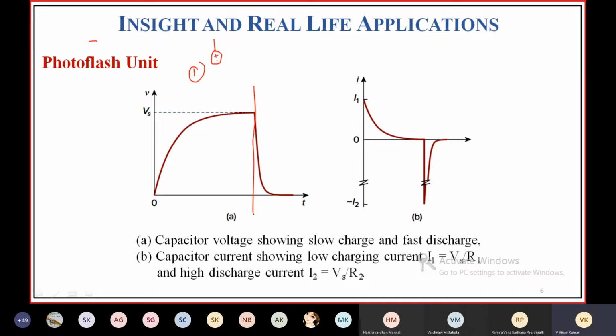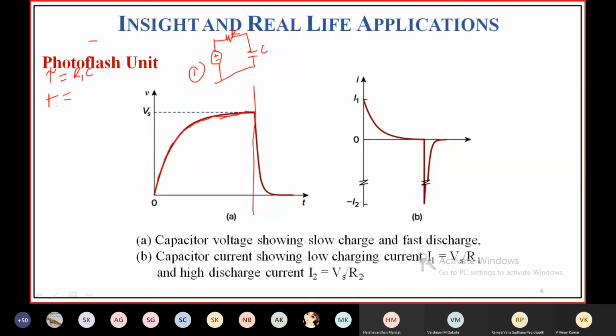You're going to have the circuit like this, R1 and the capacitor. In case of an RC circuit, the voltage across the capacitor rises exponentially and reaches its final value. What is the time constant? Time constant tau is equal to RC, R1 into C here.